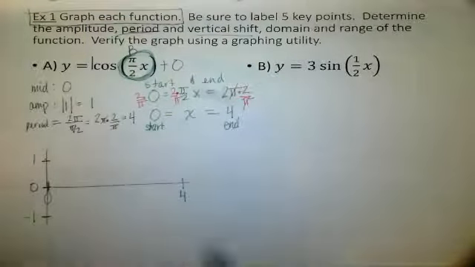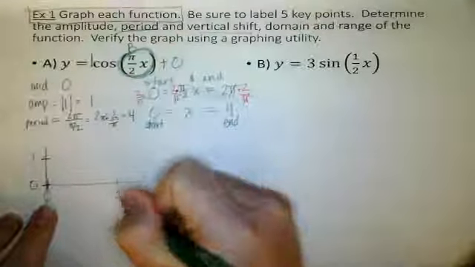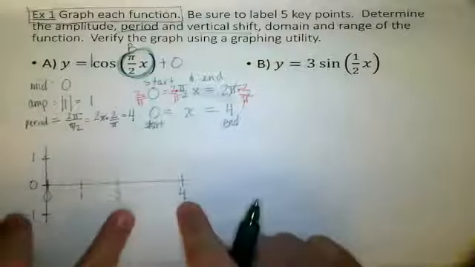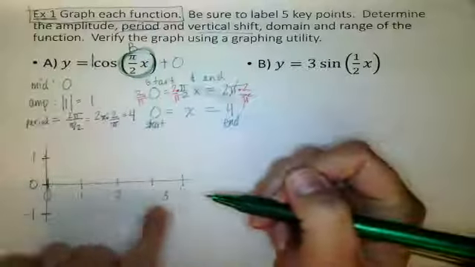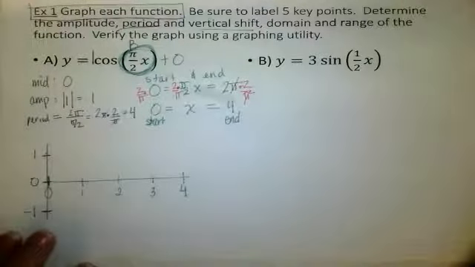All right, so ladies and gentlemen, what is halfway between 0 and 4? 2. What is halfway between 0 and 2? 1. Okay, good. And what's halfway between 2 and 4? 3. Hey, look at that. 0, 1, 2, 3, 4. That's great. Okay, so very good.